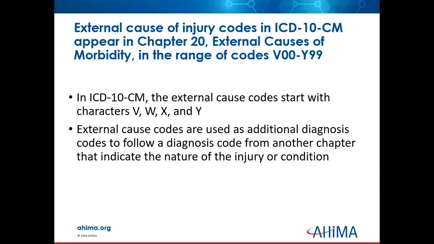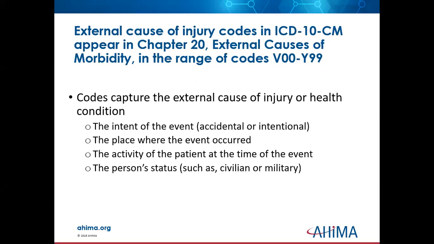In ICD-10, the external cause codes will always start with the letters V, W, X, or Y. These are considered to be additional diagnoses. So in other words, we would follow a diagnosis code of a fracture from another chapter to indicate how the injury or condition occurred. These codes capture the external cause of injury or health. So again, we talk about the place where the event occurred, the activity that they were doing, and the status, meaning employment, whether it's civilian, military, something done for recreation, what have you.